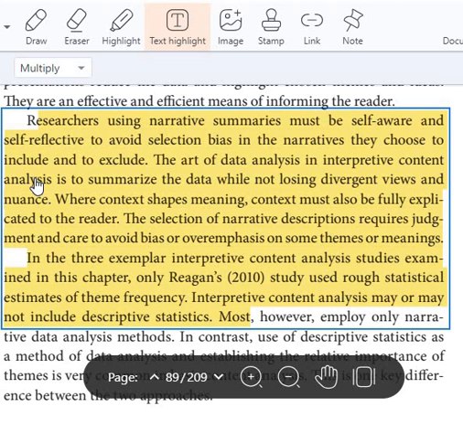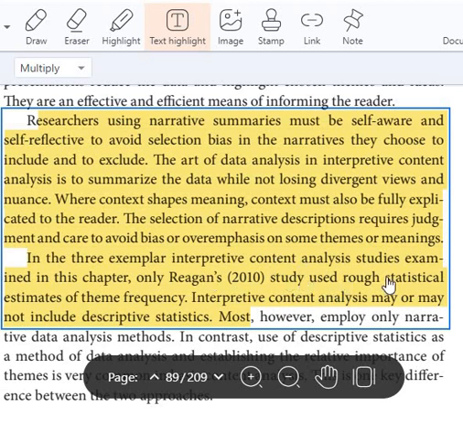The art of data analysis in interpretive content analysis is to what? Is to summarize. You're summarizing, just like in basic content analysis. You're summarizing the data while not losing the divergent views and nuance. Where context shapes meaning, context must also be fully explicated to the reader. The selection of narrative descriptions requires judgment and care to avoid bias or overemphasis on some themes and meanings.